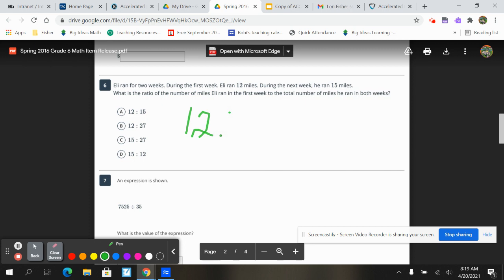12. And for both weeks, 27. Okay, now this one, they didn't ask you to simplify it, because a very possible answer might be 4/9. But they didn't ask that, so again, letter B would be the appropriate response. Okay, those are pretty straightforward.